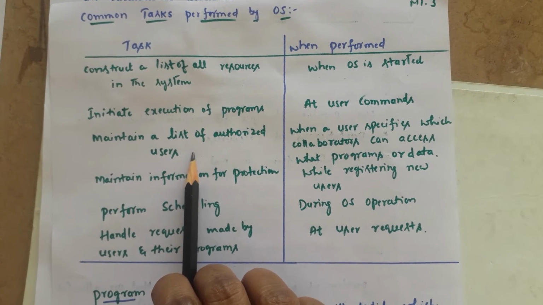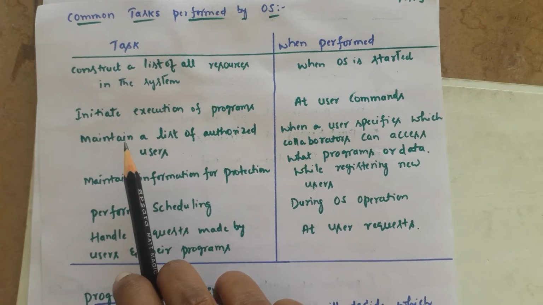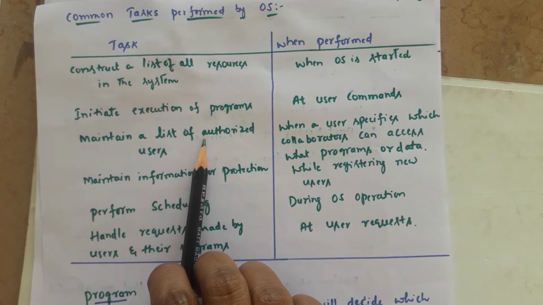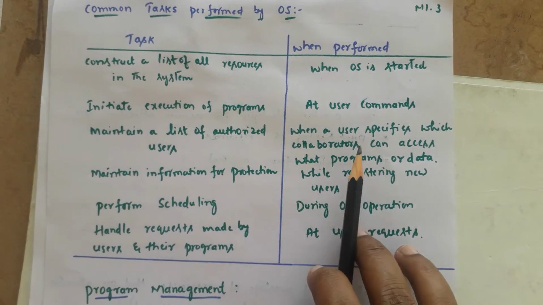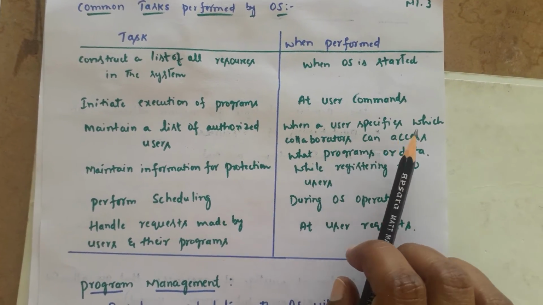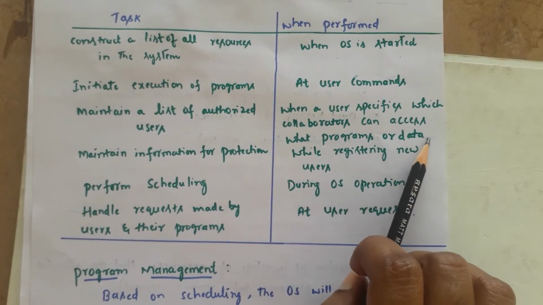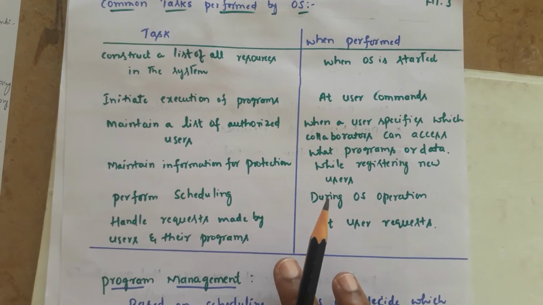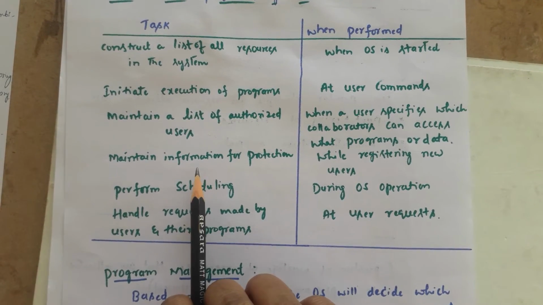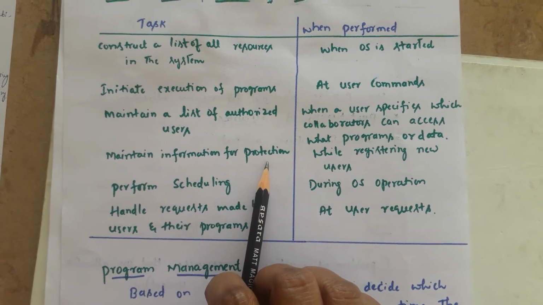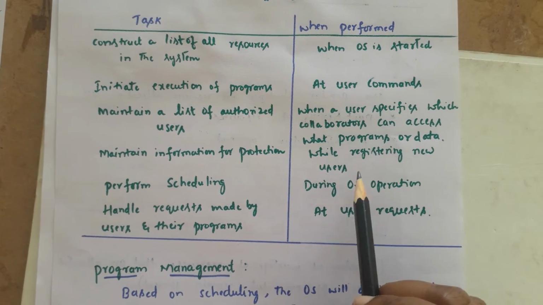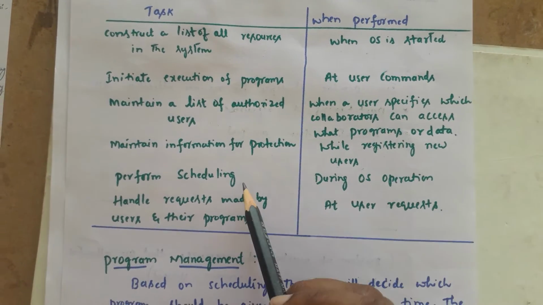No, your user should be authorized and that list should be maintained by an OS. Therefore, it will be done when a user specifies which collaborators can access what programs or data. Similarly, an OS needs to maintain the information for protection when you are registering new users. You have to perform scheduling.